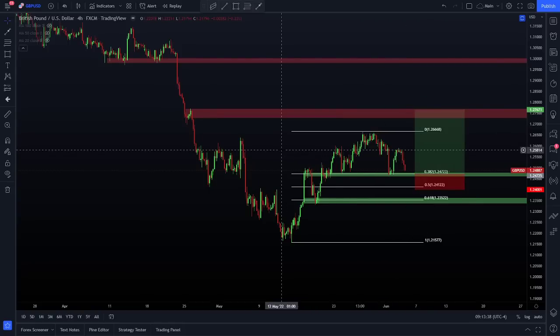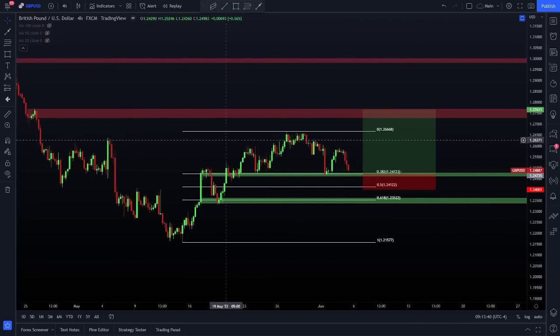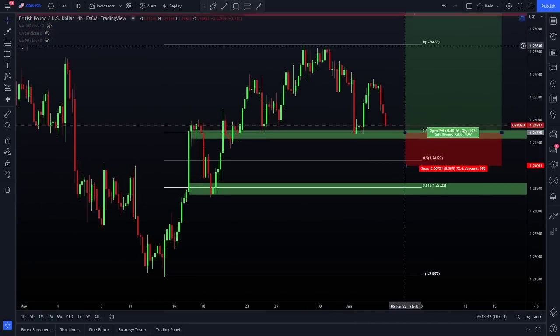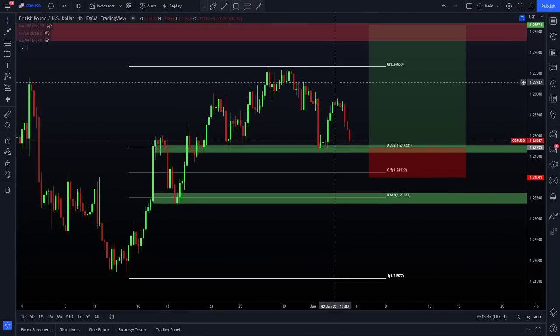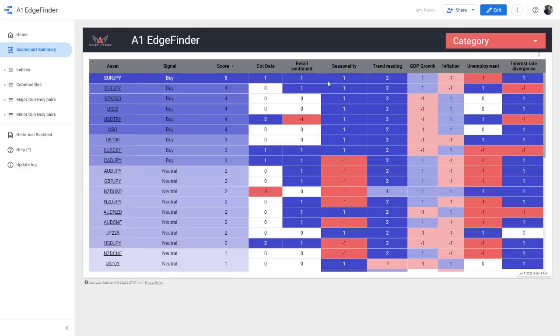So we'll see if that idea comes into play. It's very, very close to current price. So I am not afraid of potentially dipping my feet into some pound longs this week. And I think it's time we take a look at the Edge Finder, see what's going on here in terms of top setups. We do have Euro Yen coming out at the top of the list for bullishness this week, which is very interesting. So maybe we should take a look at Euro Yen here in just a moment.